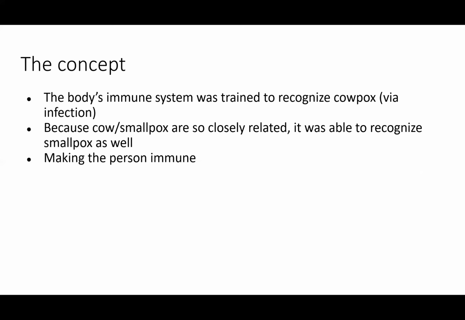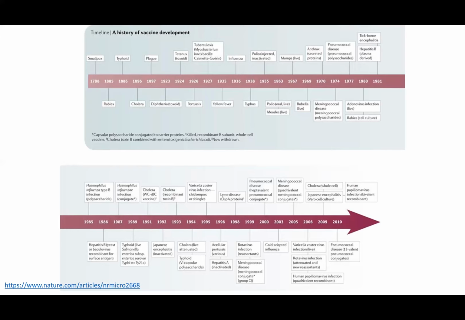But after Jenner developed the smallpox vaccine, there's been a wide range of vaccines that have been developed against bacterial and viral, as well as parasitic infections. And so Jenner was back in the 1700s. About 100 years later, we had the first rabies vaccine. And then things have moved on from there. And we've been developing vaccines pretty regularly throughout history.